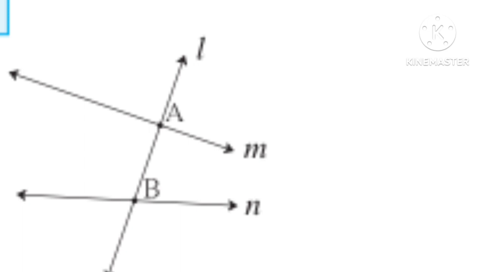Due to the transversal, there are two distinct points of intersection, namely M and N. At each of these points, four angles are formed, hence there are 8 angles in all. Each of these angles has one arm on the transversal and the other is on one of the given lines.